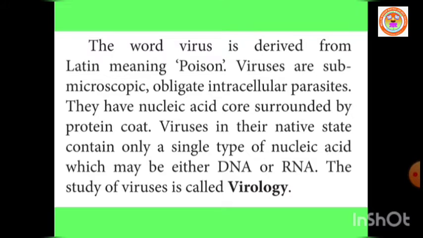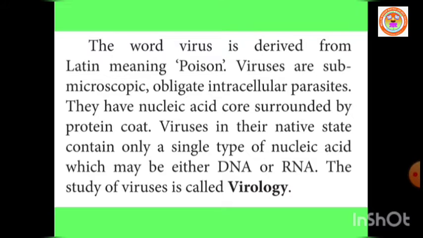A virus is generally made up of two kinds of components. One is nucleic acid, and the nucleic acid is surrounded outside by a protein coat. Viruses in their native state contain only one type of nucleic acid. In 10th standard you studied that nucleic acids are of two types, DNA and RNA. Viruses possess either DNA or RNA. They do not have both.